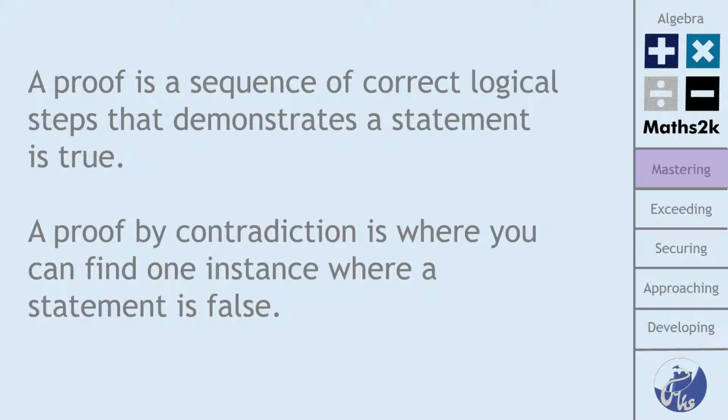A proof by contradiction, which is another way you can prove things, is where you can find one instance where a statement is false. So for example, if someone said all prime numbers are odd, you could prove by contradiction that that's not true, and you could find that one example of a prime number that's not odd in order to show that that statement at the start was false. And so the main type of proof this video is going to focus on is the first one, about how we show things are true in a series of logical steps. So I'm now going to go on to an exam question on this.